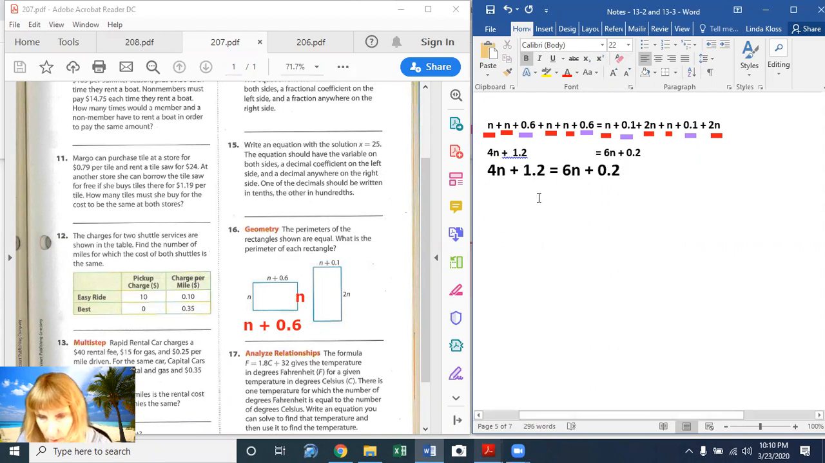So now I'm going to move my 1.2 over to the other side. Let's move the 0.2 because then we won't get a negative. So let's minus 0.2 to both sides. Minus 0.2. Hang in there.